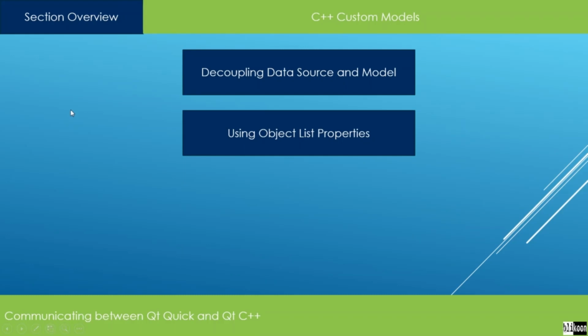We are going to decouple the model from the data source, and then we are going to enable your model to be completely usable in Qt Quick by enabling it to use list properties. This is a very exciting chapter, and I am confident by the time you finish it, you are going to be a much more confident Qt Quick and Qt C++ wizard.